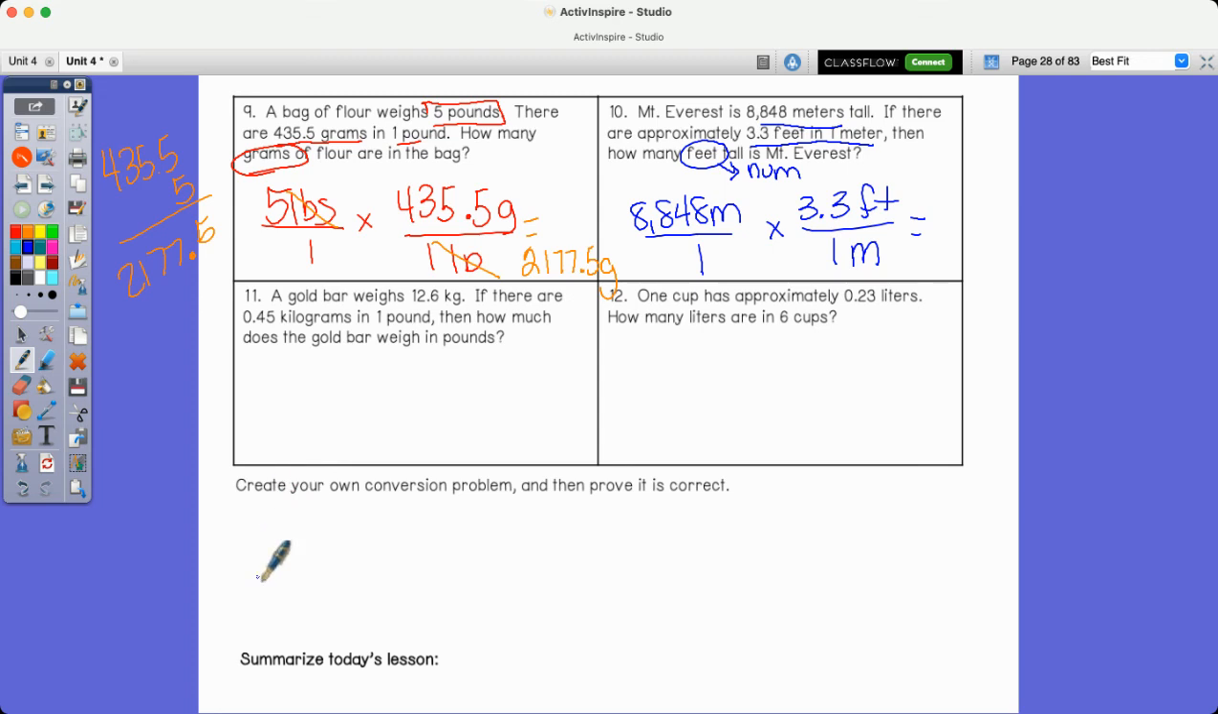See if you can create your own conversion problem and then solve it. That's what proves it's correct. Don't forget to summarize the lessons. This one's a little bit more difficult, so make sure you write a really good summary.